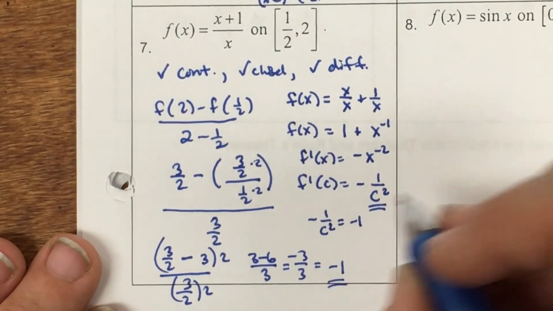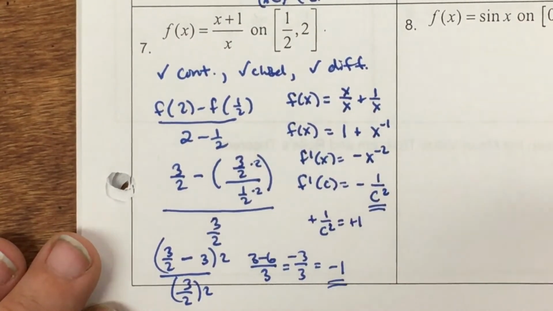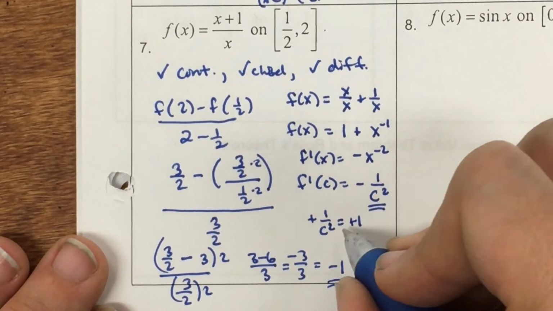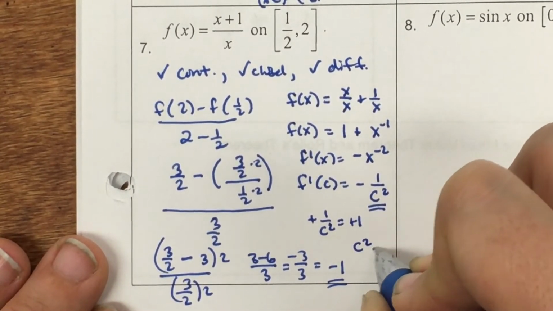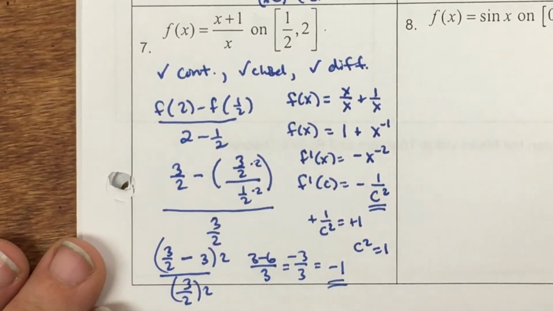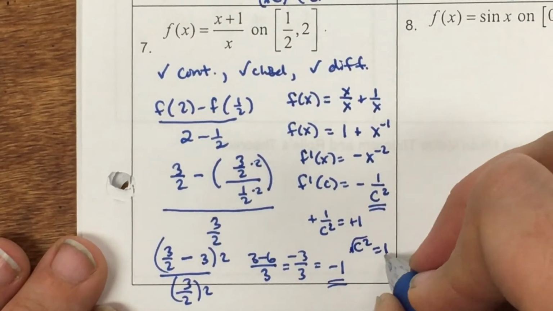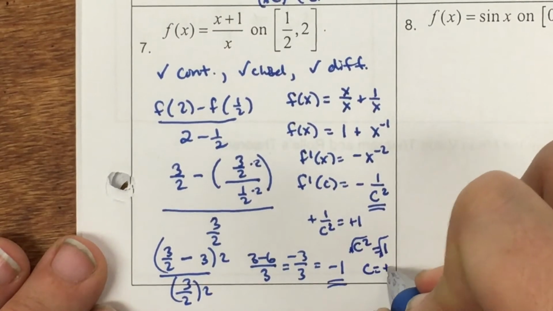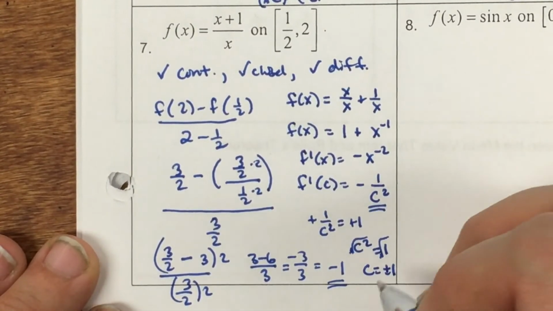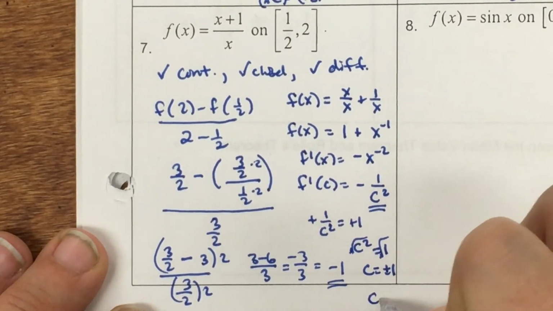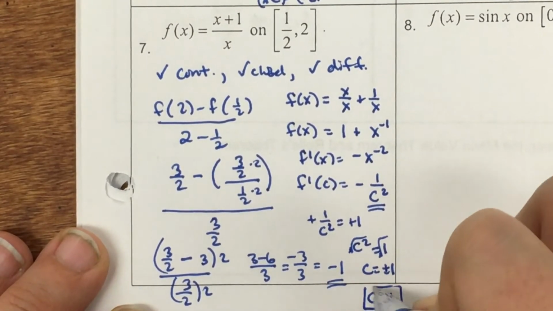You can multiply both sides by a negative, so they both become positive. So really, again, if you wanted to cross multiply or multiply both sides by c squared, you'll end up with c squared equals 1. So when you square root that, you're going to get c equals plus or minus 1. But again, negative 1 isn't on that interval, so my only answer would be c equals 1.